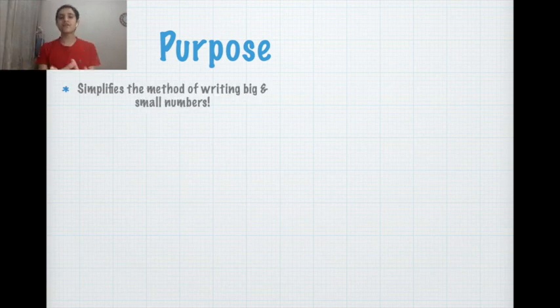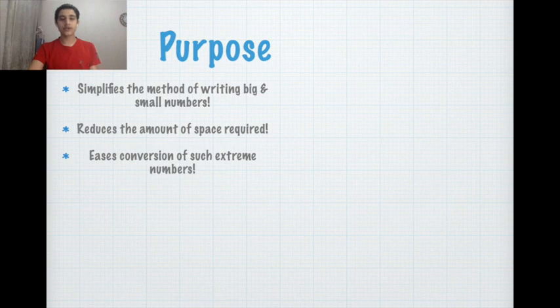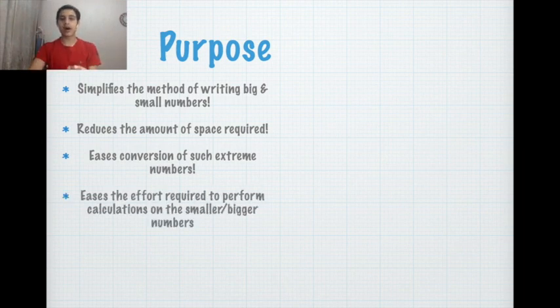Scientific notation simplifies the method of writing big and small numbers. It reduces the amount of space required. For example, you don't have to put millions of zeros behind something. It eases conversions of such extreme numbers. Yes, I'll talk about the conversions later, as mentioned previously in the video already. And it eases the effort required to perform bigger calculations on smaller or bigger numbers.